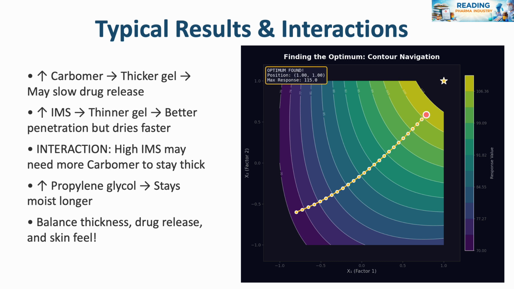The interaction between both of those, the way we look at this is, if we increase the amount of the IMS or the solvent, then we need to increase the amount of the carbomer to keep it thick. If we increase the propylene glycol, the other part in the co-solvent system, then that will help to keep it moist for longer. So basically here we need to ensure a balanced system where we have balanced thickness, drug release, and skin feel. And then again, we do this using contour plots or contour maps to help achieve the best or the optimum.